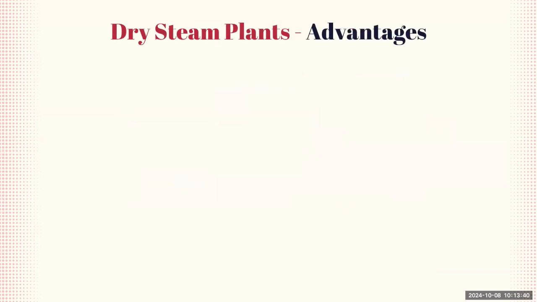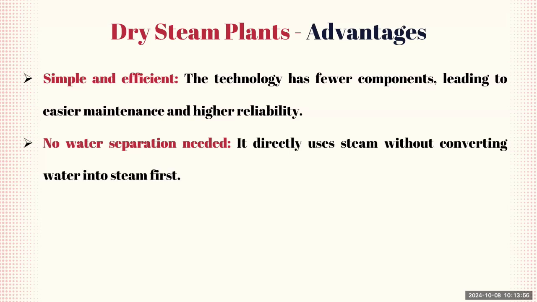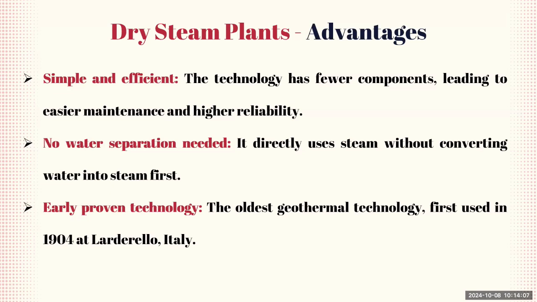Let's talk about the advantages of dry steam plants. So first of all, it is simple and efficient. This technology has fewer components compared to other plant types, leading to easier maintenance and higher reliability. Moreover, no water separation is actually needed. The dry steam plants directly use natural steam from the earth without needing to convert water into steam first. It is also an early proven technology, where the dry steam plants represent the oldest geothermal technology, first used in 1904 in Italy, demonstrating decades of proven reliability and effectiveness.